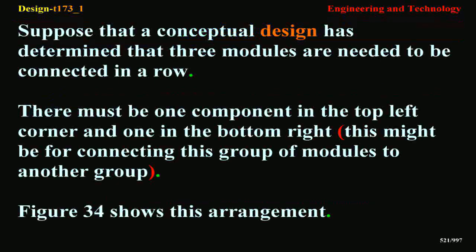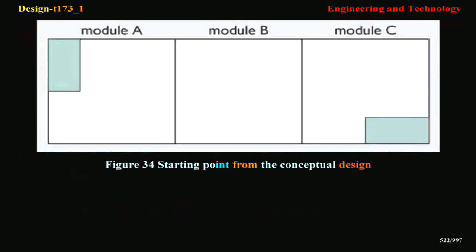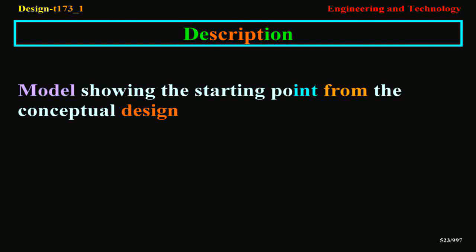Suppose that a conceptual design has determined that 3 modules are needed to be connected in a row. There must be one component in the top left corner and one in the bottom right. This might be for connecting this group of modules to another group. Figure 34 shows this arrangement. Figure 34, starting point from the conceptual design. Model showing the starting point from the conceptual design.